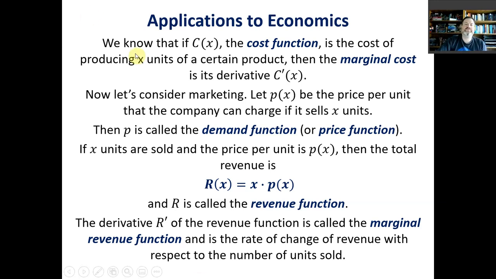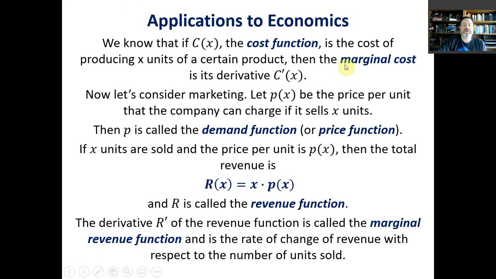So if C of x is the cost of producing x items, the marginal cost is C prime. And this is just the cost to produce one additional item at that production level, right? So C prime of 50 means if you've made 50 cars or whatever, motorcycles, then the cost to produce the 51st one will be C prime of 50.